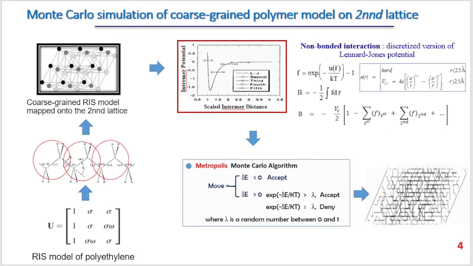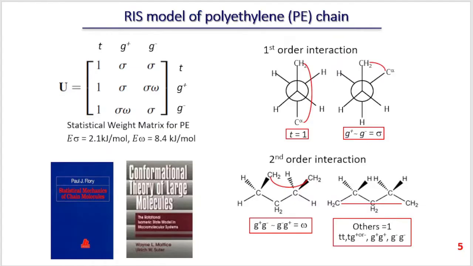This is the overview of the polymer simulation procedure used in this work. First, we modify the parameters for the coarse-grained polymer chain mapped onto the second nearest neighbor diamond lattice, or 2NND, from the RIS model. Then we use the Lennard-Jones potential function to determine the intermolecular non-bonded interaction, and we use the Metropolis criteria to determine the movement of the polymer on the lattice.